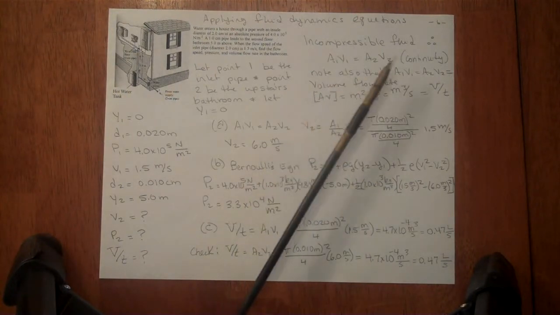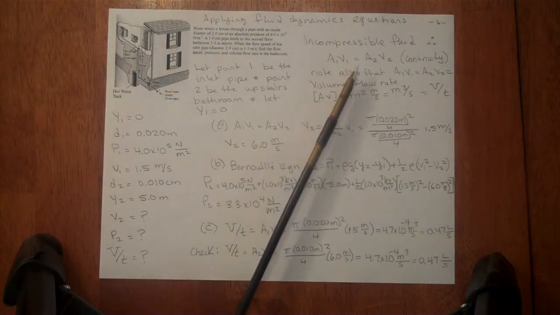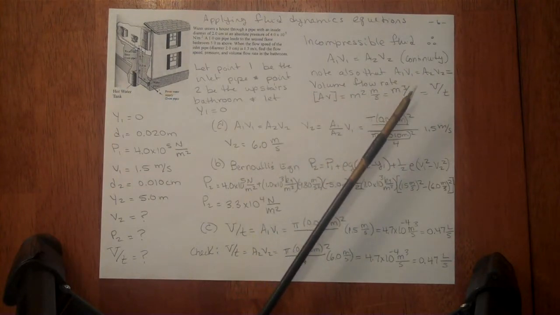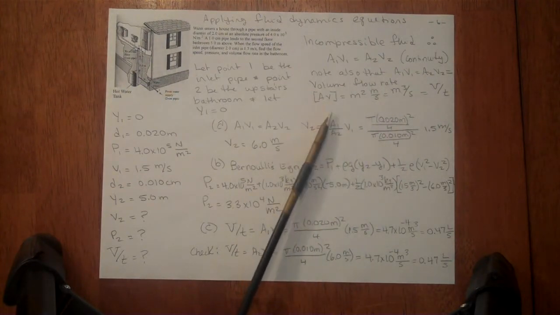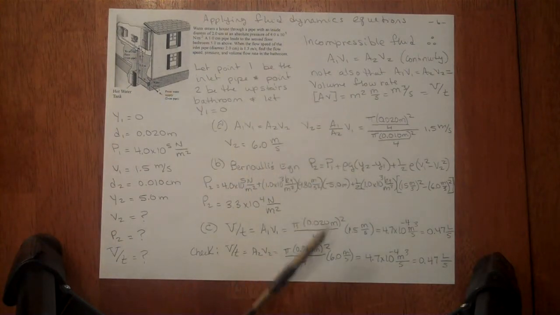We have an incompressible fluid, so the equation of continuity that we'll be using is A1V1 equals A2V2. Note that this A1V1 is also the volume flow rate. Just check out the units. Remember, dimensional analysis is pretty powerful. A times V is meters squared times meters per second, which is meters cubed per second, and that's of course volume per unit time. So the equation of continuity actually does give you the volume flow rate.